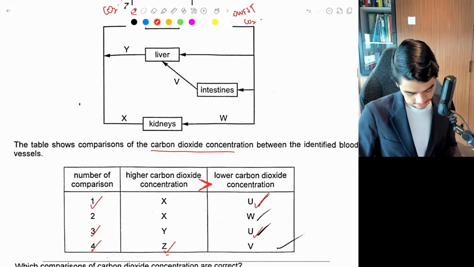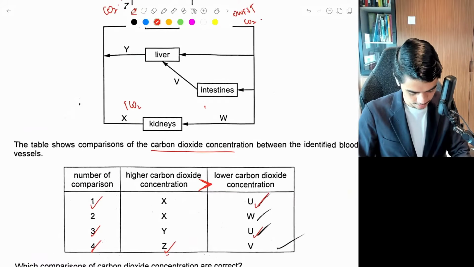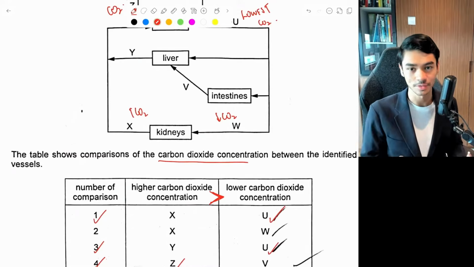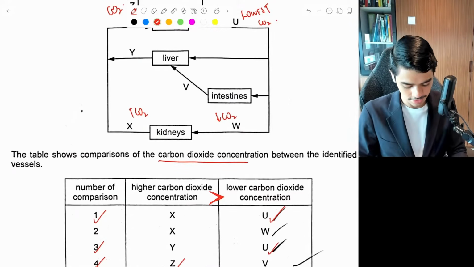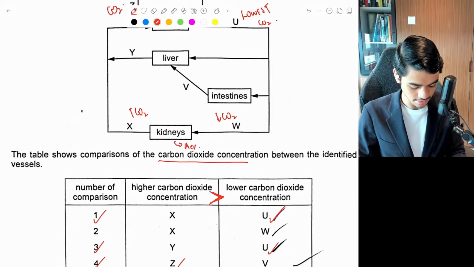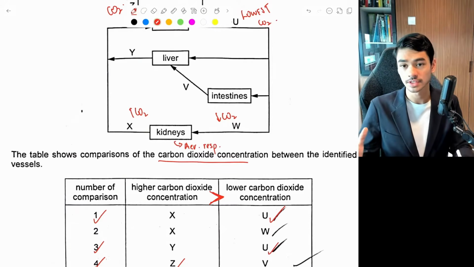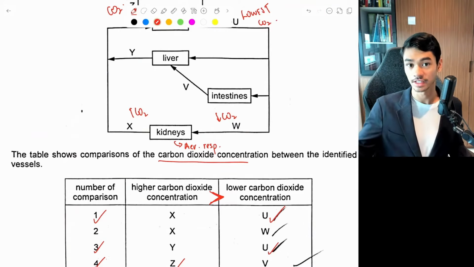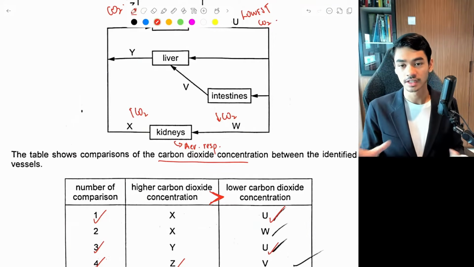2 says that X has higher CO2 than W. Is that true? Yes, because as it passes through any organ, except the lungs, because the lungs remove the CO2, when it passes through any other organ, like kidneys, it does aerobic respiration. The cells need to do this to just stay alive because they need to release energy for their cellular activities. Right? A cell is like a city. How much energy and electricity needs to power a city? A lot, right? So this constantly happens.